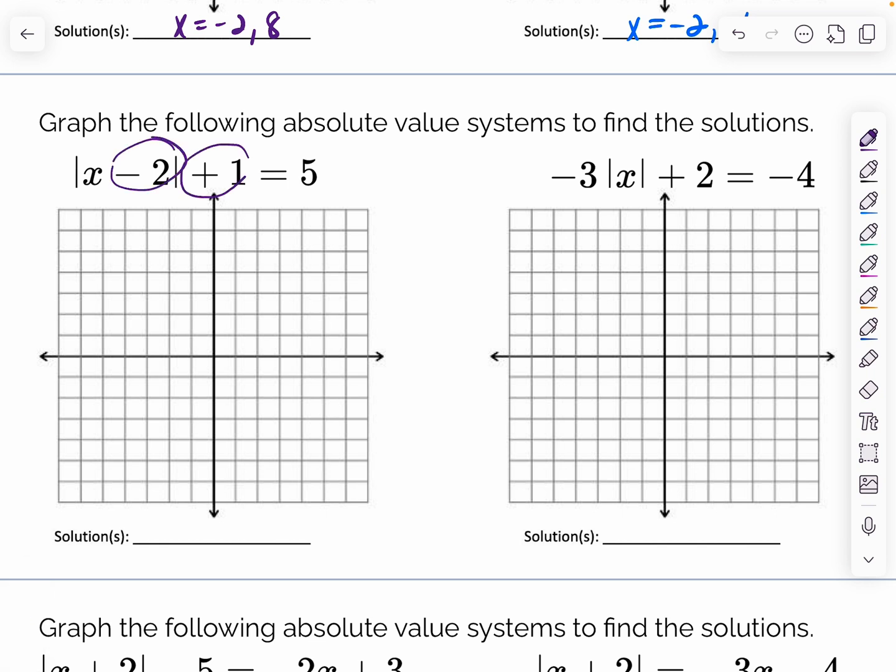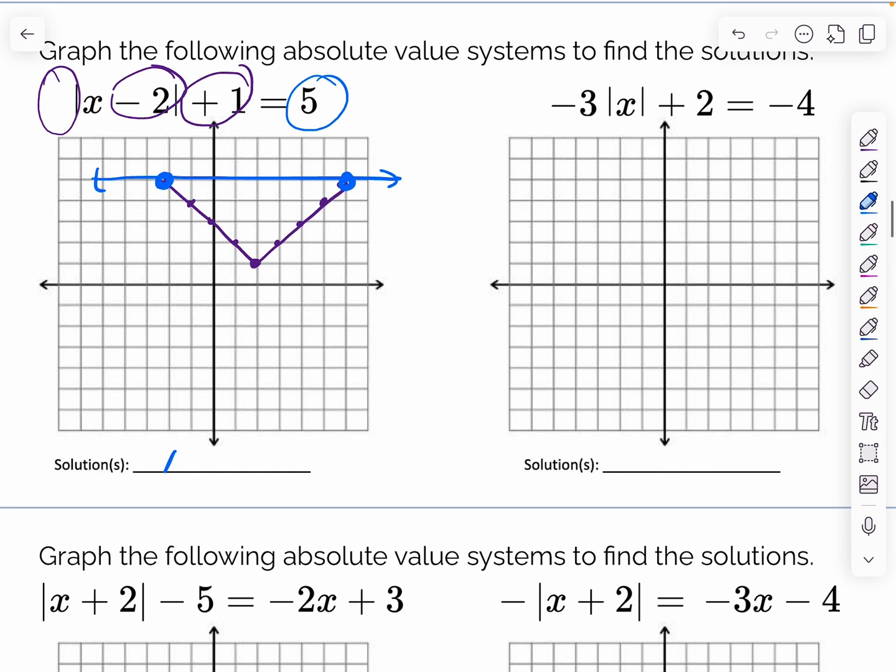We have a graph that goes right 1 and up 1. So over 2, up 1 is our vertex. There's nothing in front here, so I'm just going to go up 1, over 1 on both sides. And then we have a horizontal line through 5. Okay, and then we have our two solutions. So x equals -2 and x equals 6.